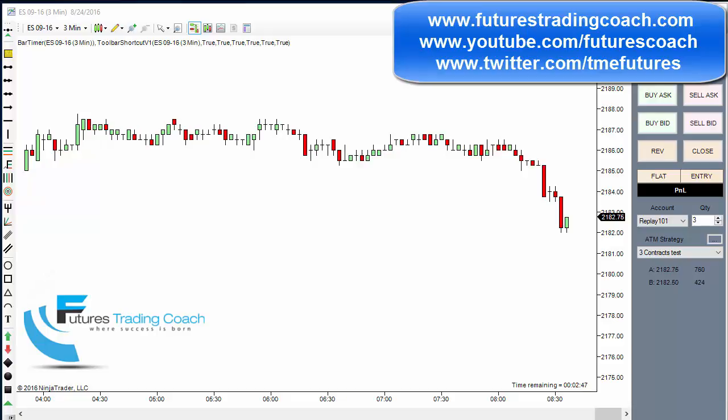So we may have an RS here. It's probably going to be around 2084, 2084.50. We have to see where the candle's going to close. We have to wait for the candle to close.